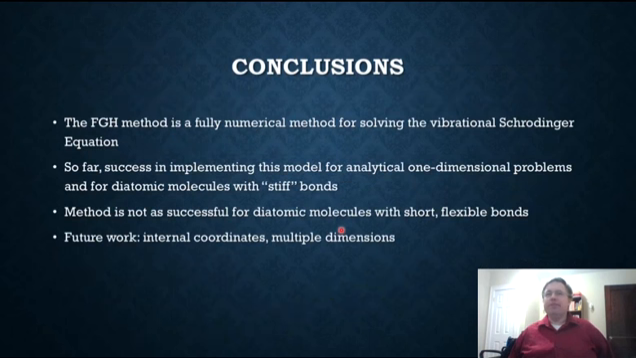So, conclusions. This FGH method is a fully numerical method for solving the vibrational Schrödinger equation. No basis functions or analytical solutions are required. So far, this is working pretty well if the molecule is relatively heavy and the bond is relatively stiff. It is not so good if the molecule is relatively light, and we're continuing to look at why that is. And in future work, we're going to implement the FGH method for internal coordinates as well as for multiple dimensions.